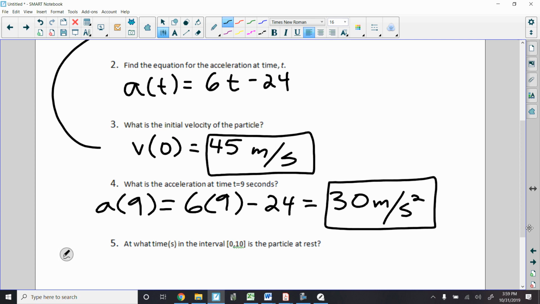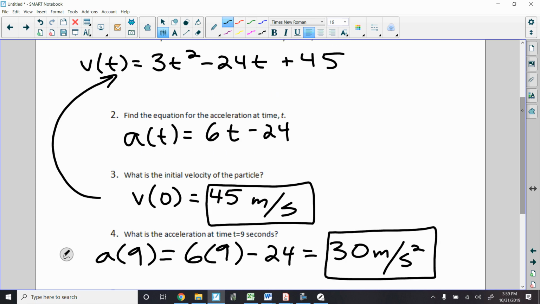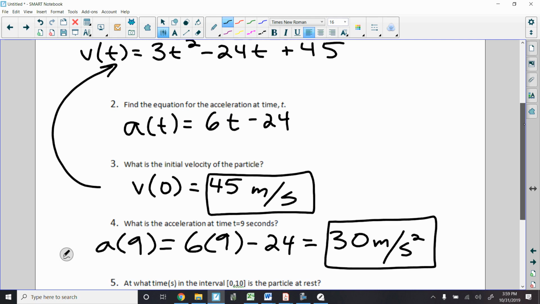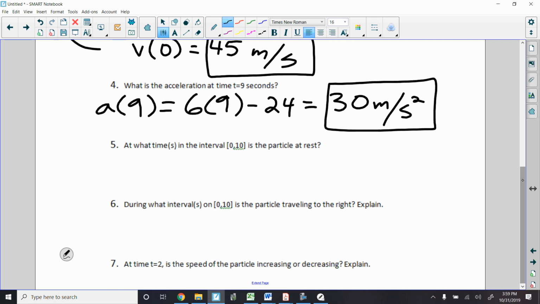Again, this is why it helps to have v of t labeled up here, so we can quickly and accurately grab the v of t equation. I'm not plugging in 0 for t, I'm setting the whole equation equal to 0 and solving for t. So I want to do 3t squared minus 24t plus 45 equals 0.